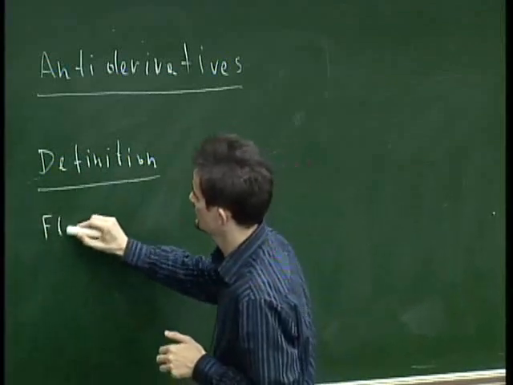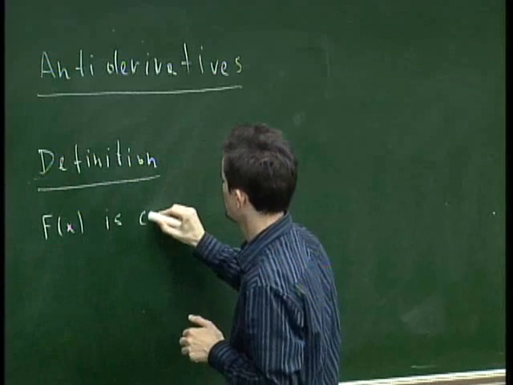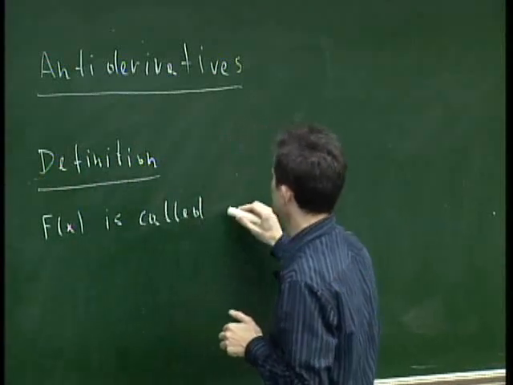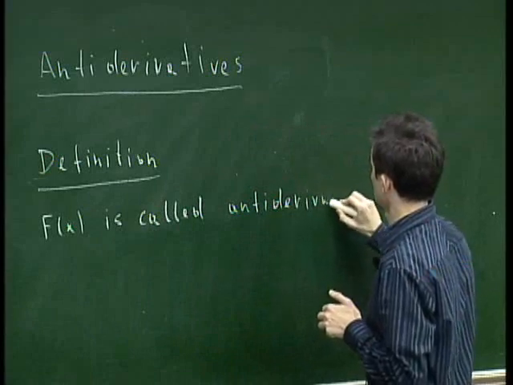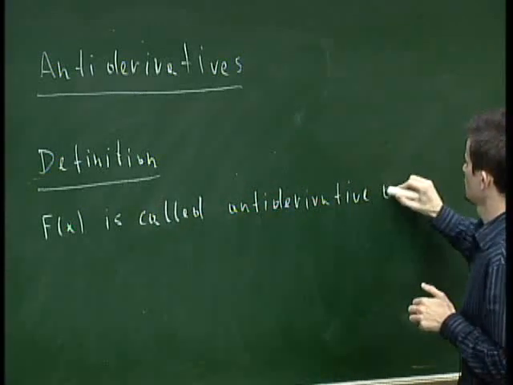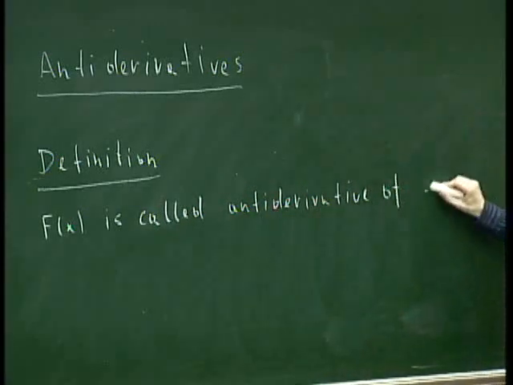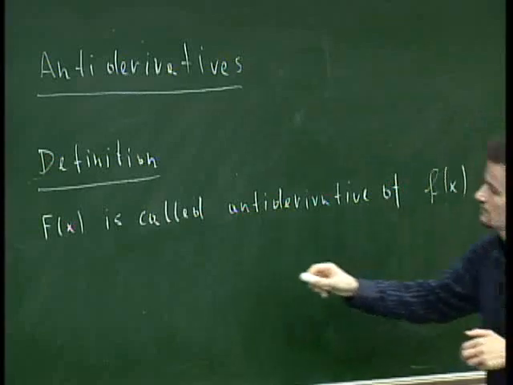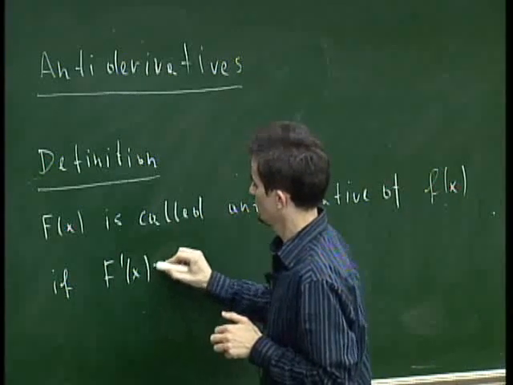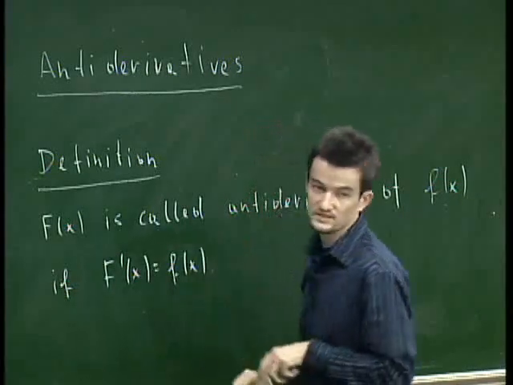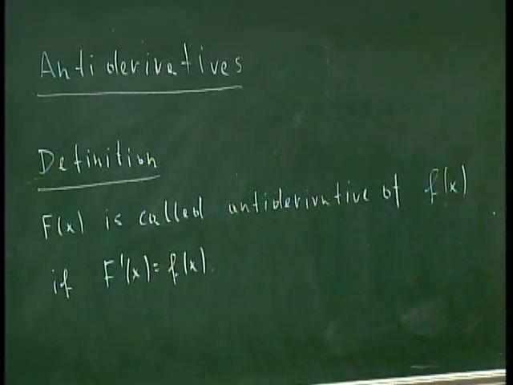So F of x is called an antiderivative of f of x if the derivative of this function is equal to our f of x. Okay, so this is the antiderivative.